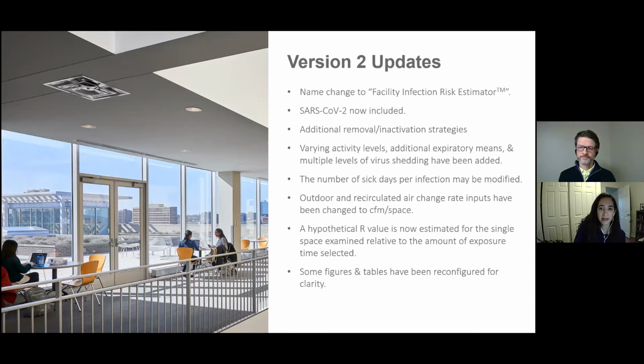So ideally, this is less than 1, meaning the virus is dying out. But if this number is more than 1, it means the virus is growing. More people are being infected than who started off being infected. In the space we're modeling, we want this to be less than 1 to know that less people are infected based on the indoor environmental conditions we are modeling. And finally, some figures and tables have been reconfigured for clarity.